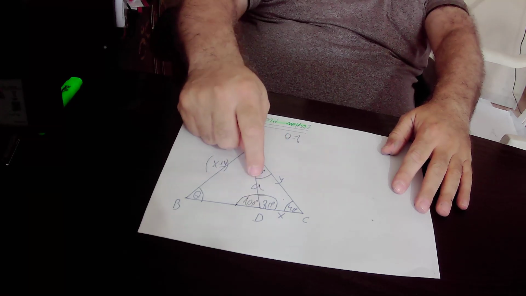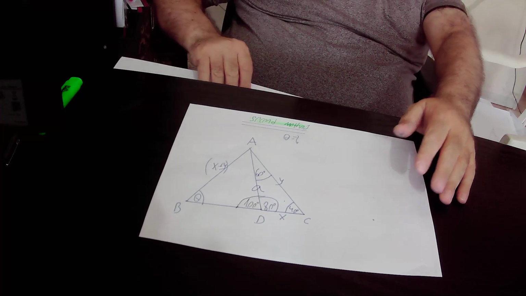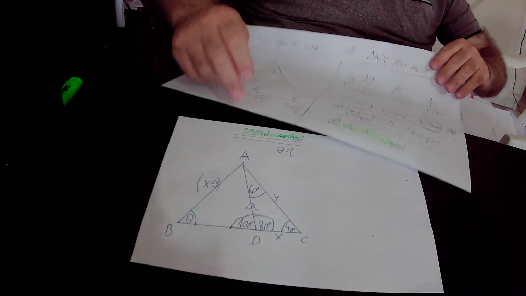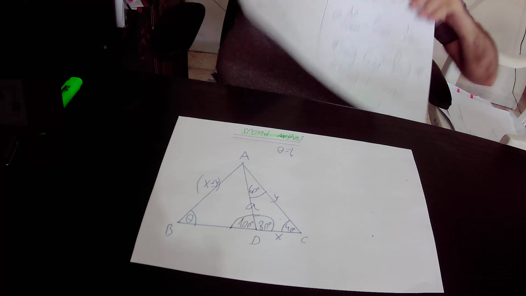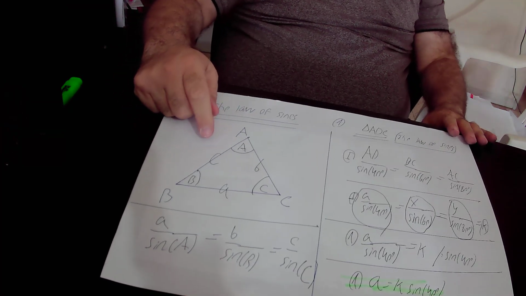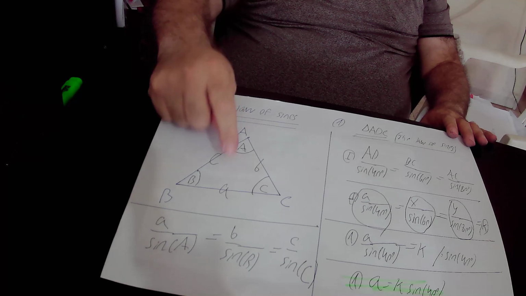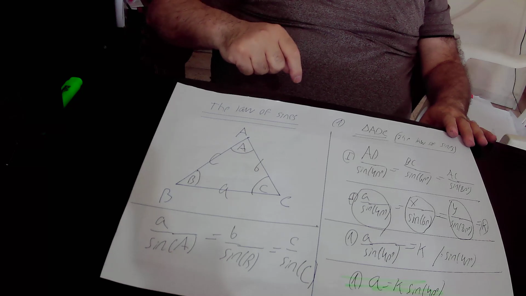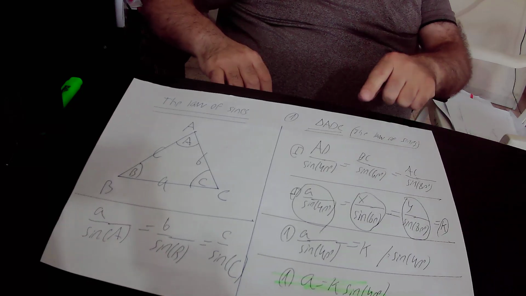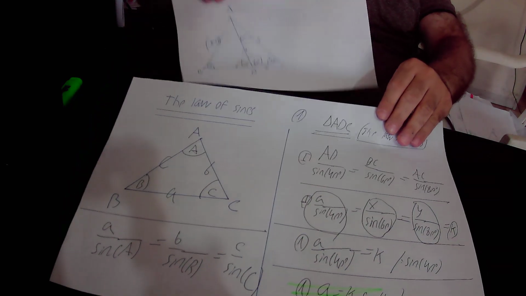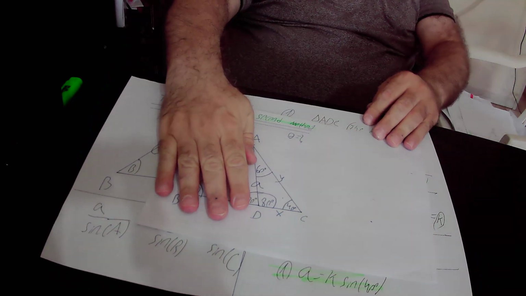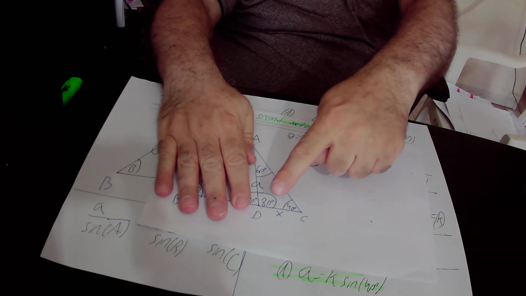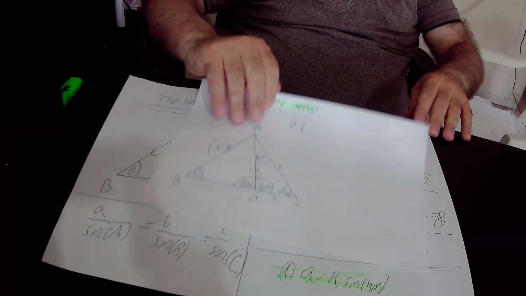We define side AD as a. Then I presented to you the law of sines, and we implemented the law of sines in triangle ADC and triangle ABD. According to the law of sines, this is triangle ABC that could be any triangle: a over sine A equals b over sine B equals c over sine C. Then we implemented the law of sines in triangle ADC. According to the law of sines in triangle ADC, AD over sine 40 degrees equals AC over sine 80 degrees, and it is equal to DC over sine 60 degrees.